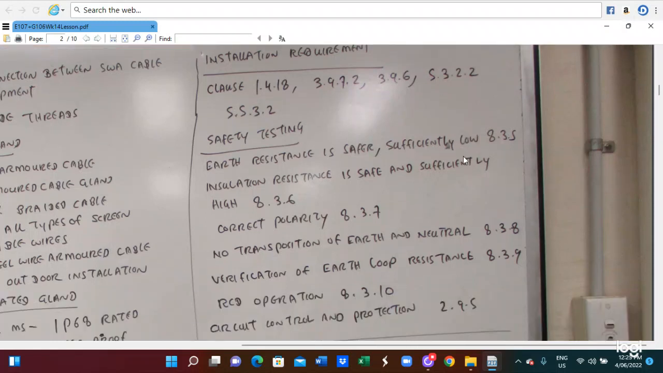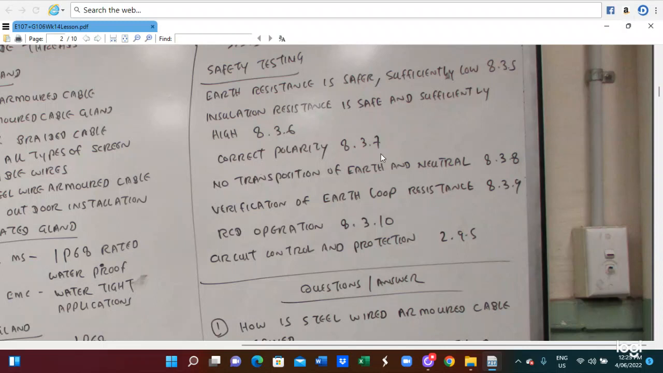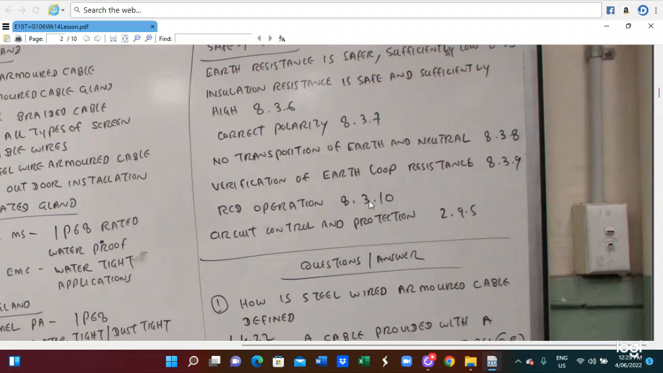We follow the Australian standard. And for safety testing, the AS/NZS 3000 standard we have to follow. Safety testing checks that the earthing system is safe and sufficiently low in resistance. In this case, we have to utilize clause 8.3.5, and the insulation resistance is safe and sufficiently high. So 8.3.6, correct polarity, we follow the Australian standard. 8.3.7, no transposition of the active and neutral. 8.3.8, and the verification of the earth resistance is 8.3.9. RCD operation is 8.3.10, or the circuit control protection 2.9.5.